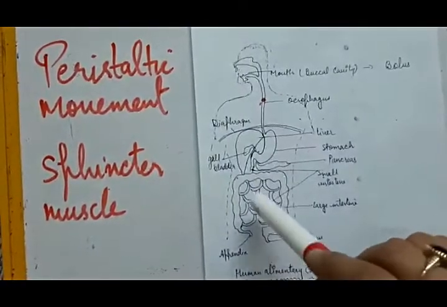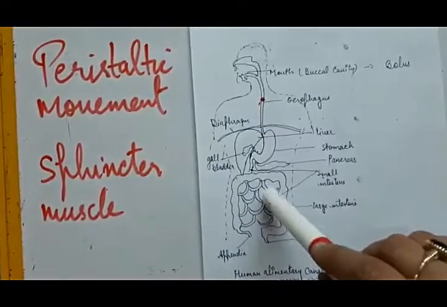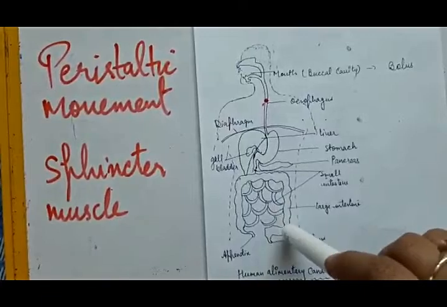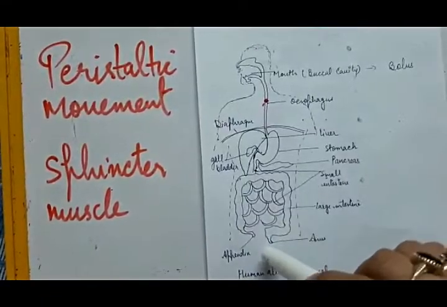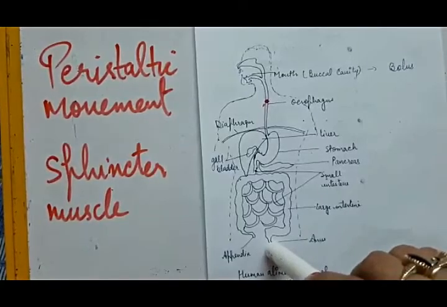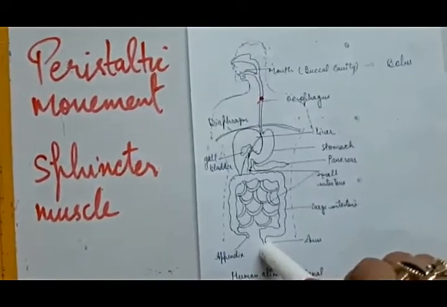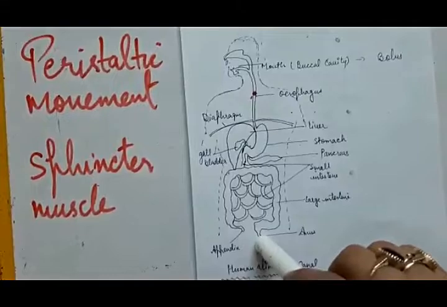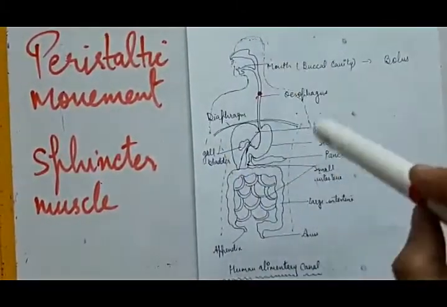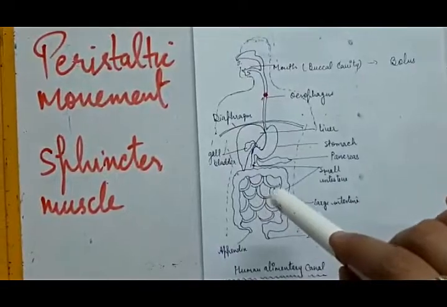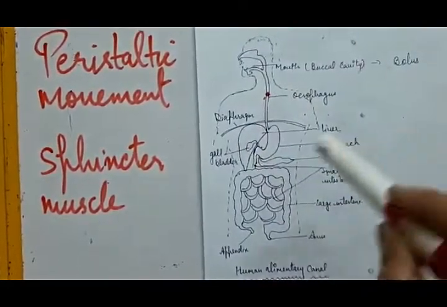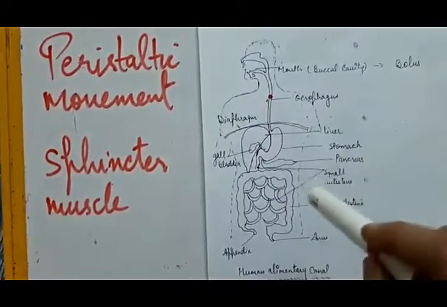Food is digested and also absorbed in the small intestine, and undigested food is passed from the large intestine to the rectum, and then from the anus it is passed out in the form of feces. This is about the important points of digestion of food in the alimentary canal.